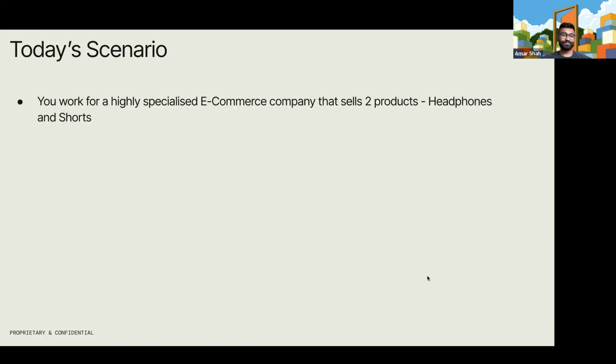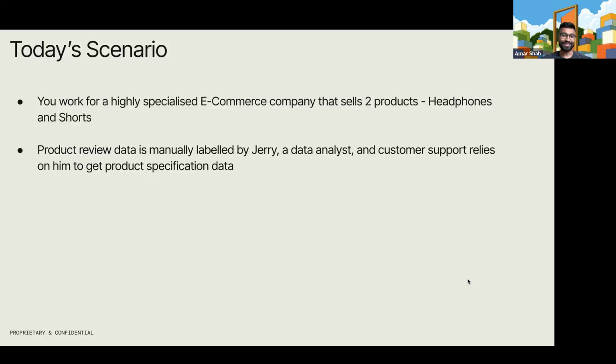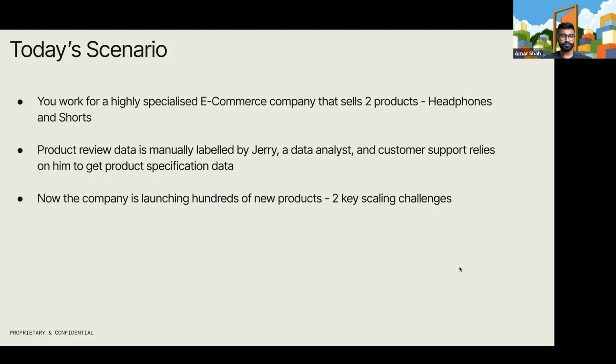So, today's scenario. You're working for a highly specialized, although probably a little bit bizarre, e-commerce company that sells only two products, headphones and shorts. I don't know about this shop, guys, but maybe it could be interesting. So currently, the product review data is being manually labeled by Jerry, and Jerry's a data analyst, so it's not quite his full-time job. And customer support relies on him to get information about the product specifics. So if someone calls up and says, "Hey, what's the warranty on my headphones?" they might have to access some data store that's built and maintained by Jerry.